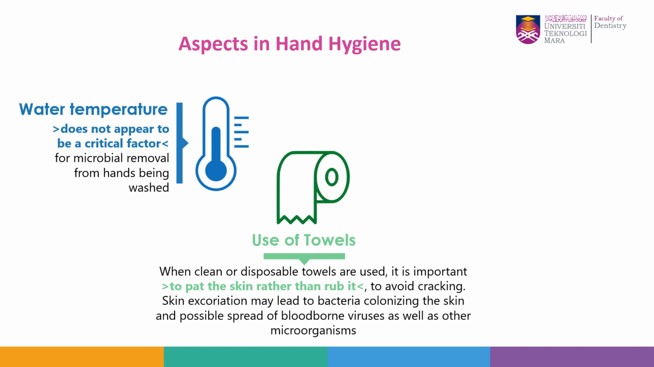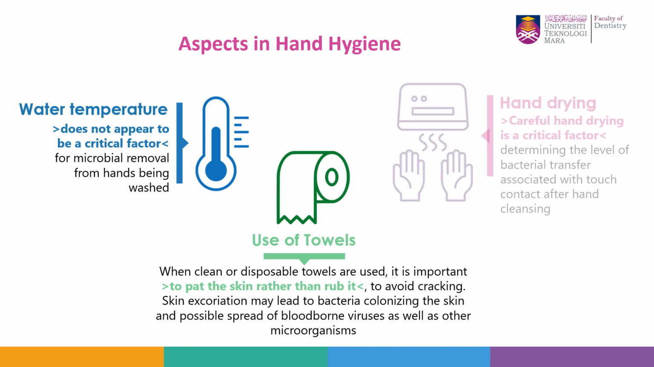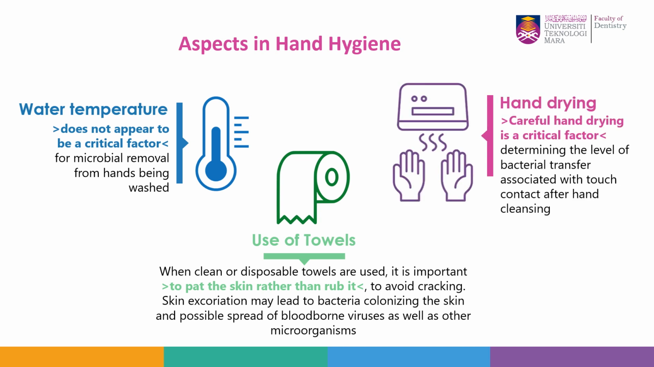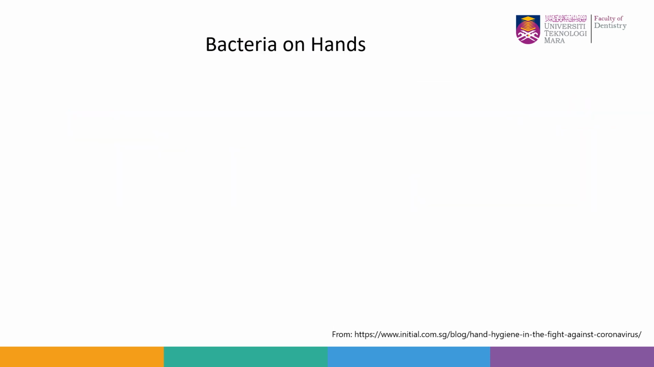Okay, and the third one, hand drying. So when you dry your hands using a machine, it is a critical factor because it determines the level of bacterial transfer associated with touch contact after hand cleansing. So hand drying is sort of better than using towels. All right, so not just saving the trees, but we are also having a better result or outcomes for the hands. All right, let's move on.